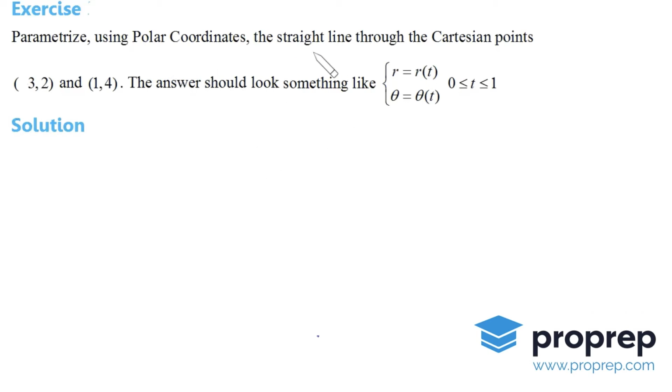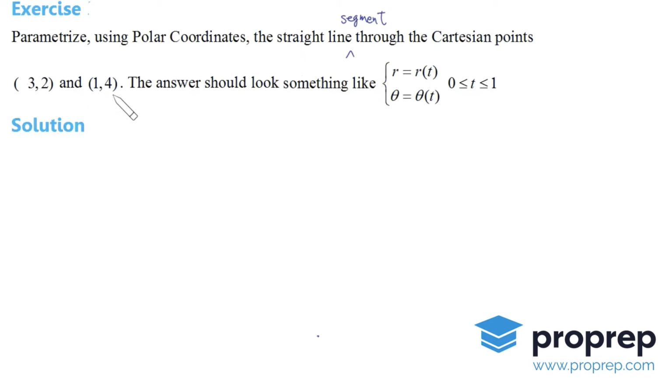In this exercise we have a straight line through 2 points. Actually, I meant the line segment just from one point to the other, not the whole line. We have these 2 points, we have a line segment through them.